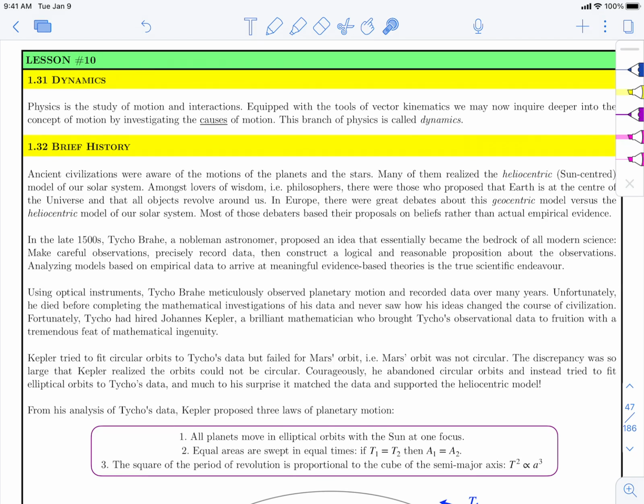Mars's orbit was not circular, it was off-circular. And Kepler really trusted Brahe's data. The discrepancy was so large that Kepler realized the orbits could not be circular. So having trust in Brahe's data, Kepler said, well, this discrepancy of Mars's orbit is too much for this to just be a human error. It must be the case that the orbits are not circular. So courageously, he abandoned circular orbits and instead tried to fit elliptical orbits to Tycho's data. And much to his surprise, it matched the data and supported the heliocentric model.